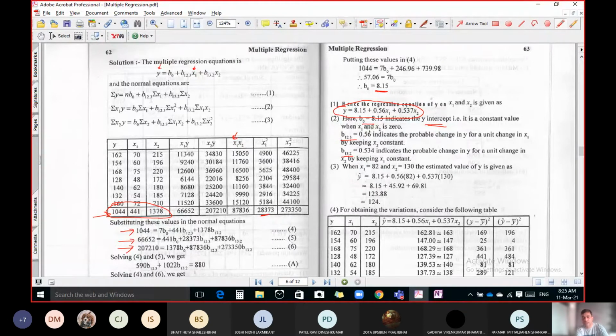B12.3 is 0.56. This 0.56 indicates the change in the value of the first variable with the unit change in the second variable, keeping the third variable constant. So here the first variable is y, so it indicates the probable change in y for the unit change in the second variable, x1 here. So it is the change in the value of y for the unit change in the value of x1, keeping x2 constant. And similarly this is the change in the value of y for the unit change in the value of x2, keeping x1 constant.